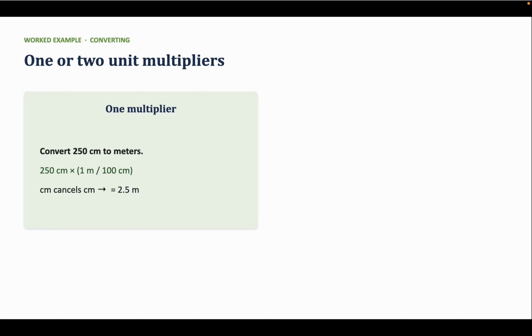Sometimes we'll use 1 unit multiplier and sometimes we might need 2. In this case, we're converting 250 centimeters to meters. We have 250 centimeters and the unit multiplier we use is 1 meter per 100 centimeters. Those centimeters will cancel out and then we're just left with 250 over 100 to get 2.5 meters.